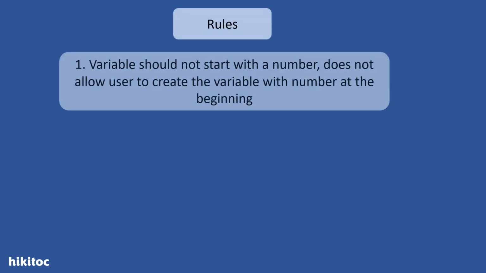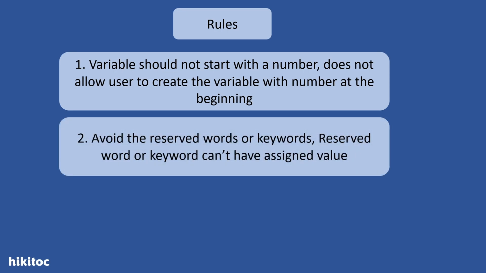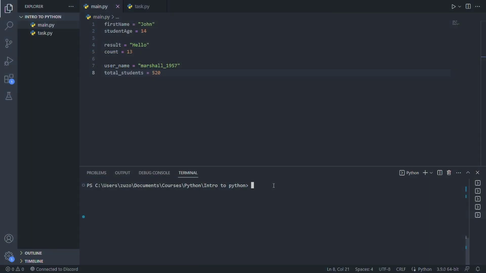Let's summarize naming rules. First, a variable should not start with a number. It's forbidden in Python. Python doesn't allow the user to create a variable with a number at the beginning of the variable name. Second, remember to avoid using reserved words or keywords, as they have predefined meanings in Python and can cause confusion. Just to remind, the reserved words list can be viewed in the console by entering the help command with the keywords, as you can see on your screen.